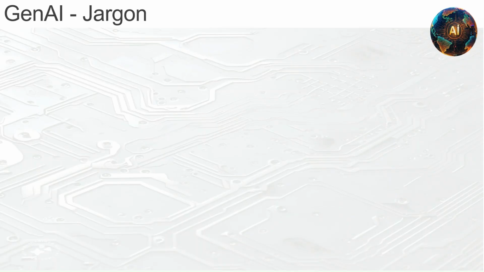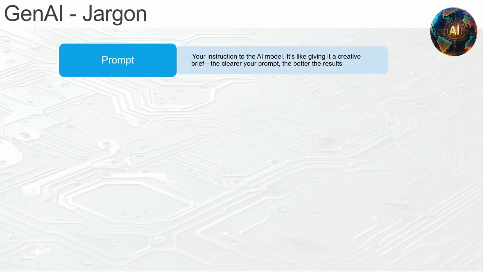Now, once all these LLMs are created, you provide an LLM something called a prompt. A prompt is an instruction to the GenAI model. It's like giving a creative brief. The clearer your prompt, the better the results.